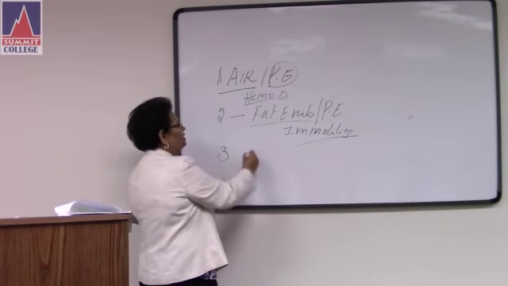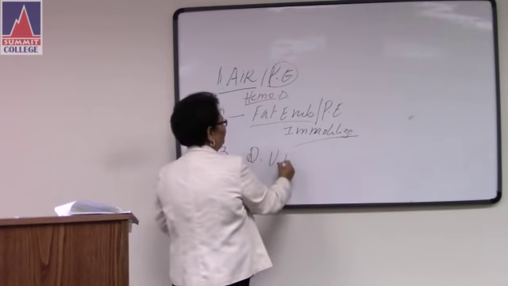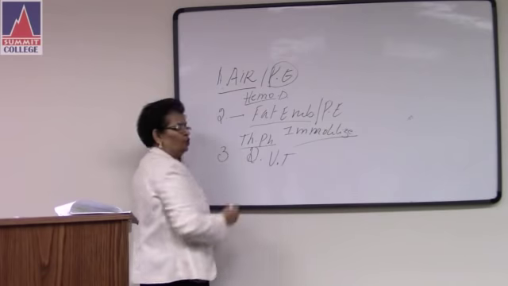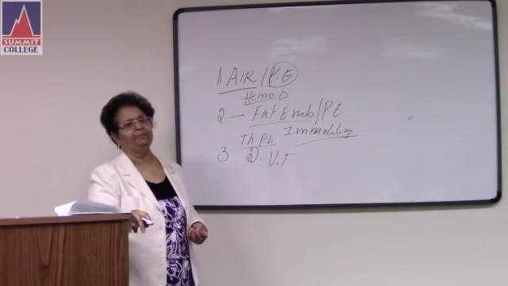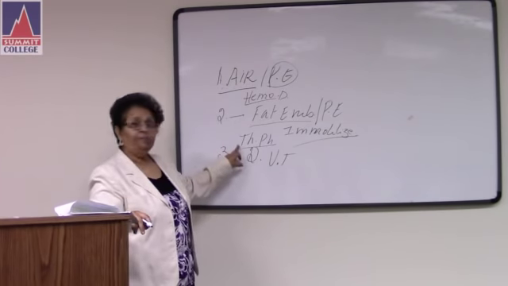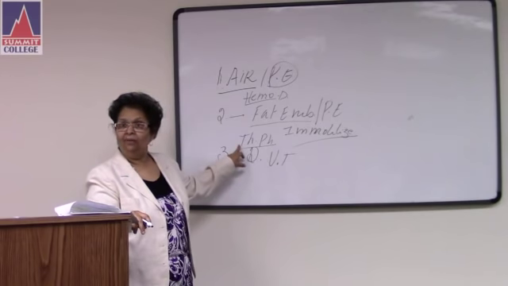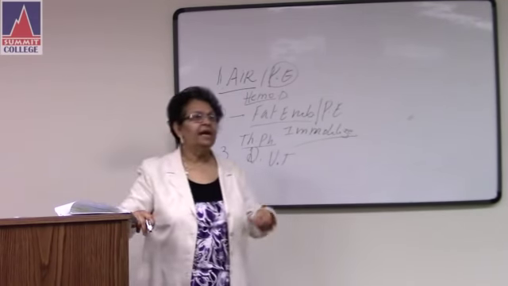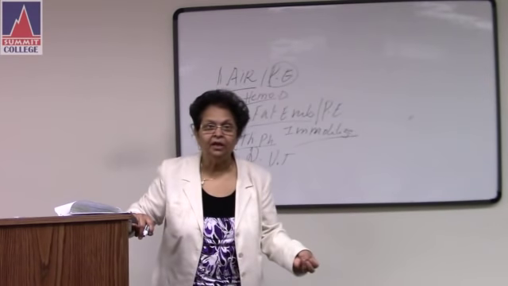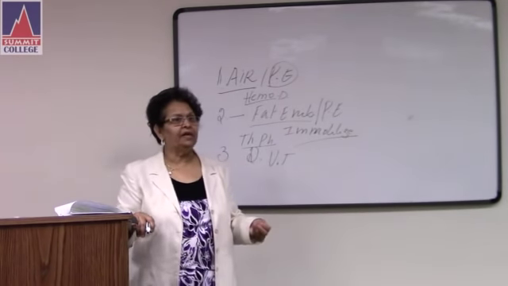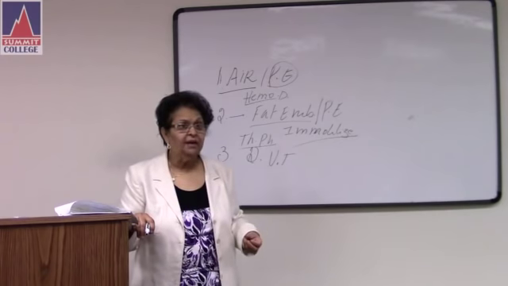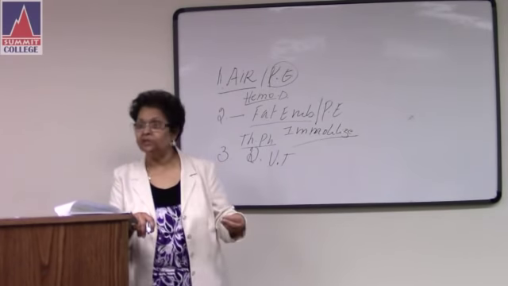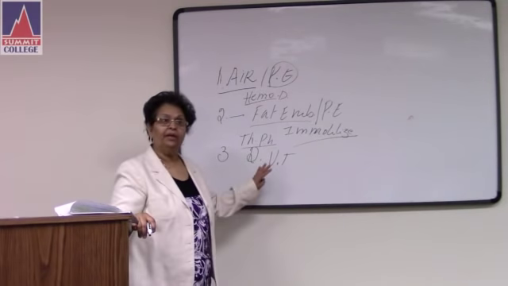Number 3, DVT. And before DVT, what do we get? Thrombophlebitis. So how are you preventing it in your patient? First thing, you are preventing thrombophlebitis. And how do you prevent thrombophlebitis? Ambulation of your patient. Which patients are high risk here? Those who are lying in bed, patients who come back after abdominal surgery and hip surgery. And that is important to know.